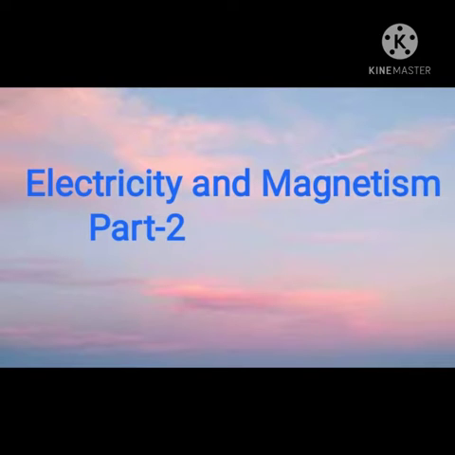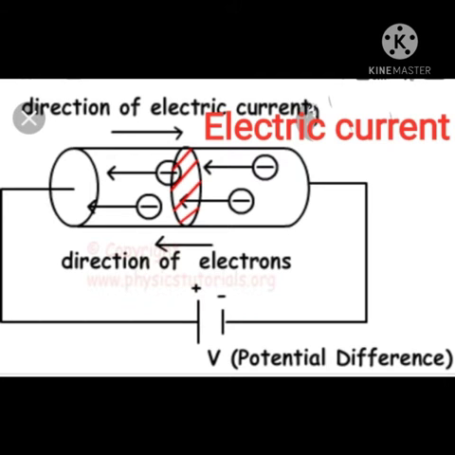In this video, we'll continue with the chapter Electricity and Magnetism. So today we'll study about electric current. An electric current is the flow of electric charge in a circuit. The charge can be negatively charged electrons or positively charged protons or positive ions.